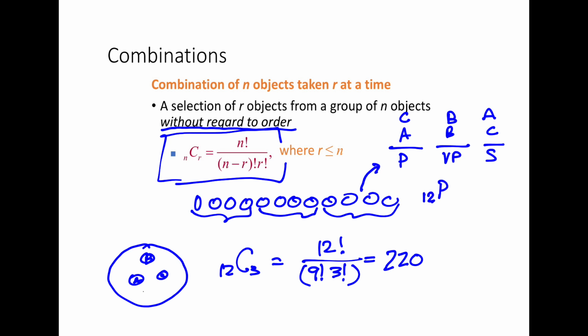So 12 permutations of 3 gives me 12 factorial over 9 factorial, which essentially is 12 times 11 times 10. And 12 times 11 times 10 gives me 1,320. So when we're taking position into account, when order is important, we're going to end up with more counts than when order really isn't important. I just don't want to count these same 3 people differently if they're selected at different times. That's the difference between a permutation and a combination.